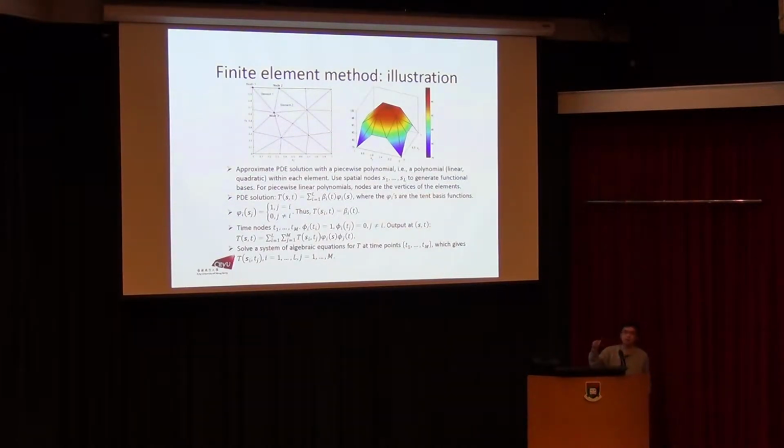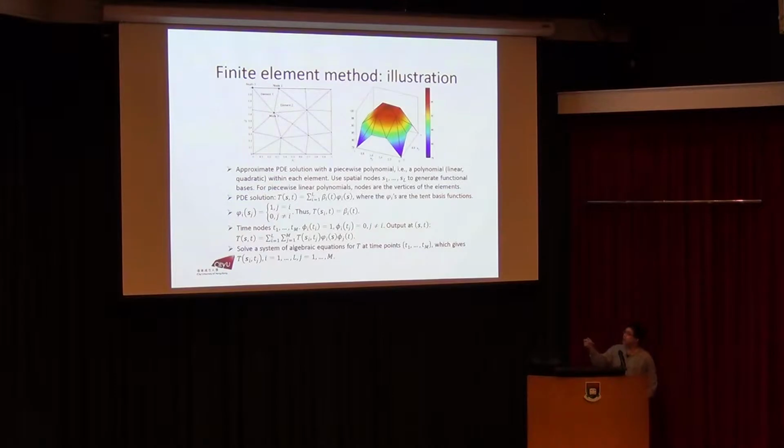This piecewise polynomial function is constrained to be continuous. Associated with the triangulation is a set of points called the nodes. These nodes are used to generate the functional basis for the piecewise polynomial approximation. For the continuous piecewise linear polynomial approximation shown in this figure to the right, the nodes are the vertices of the triangles, also called elements.